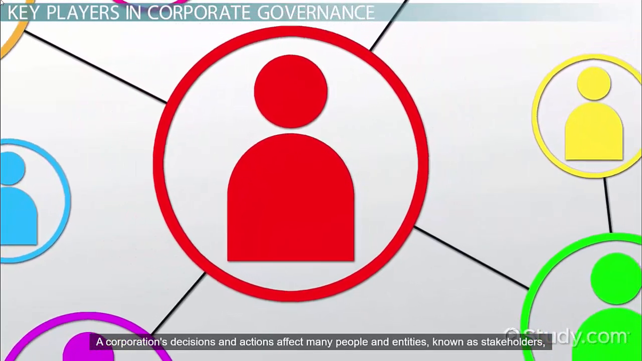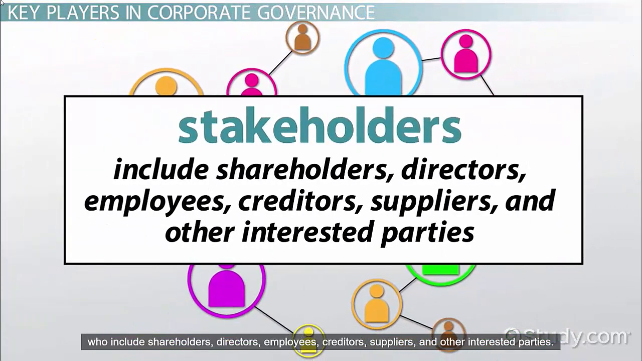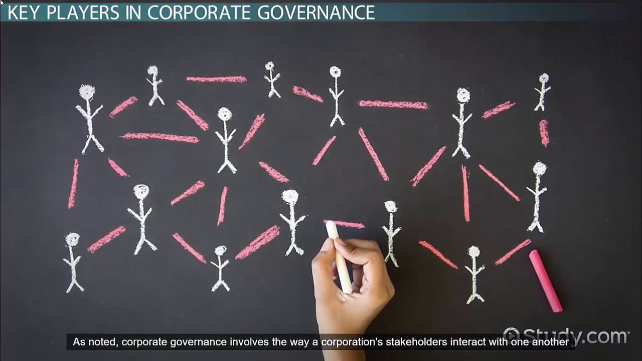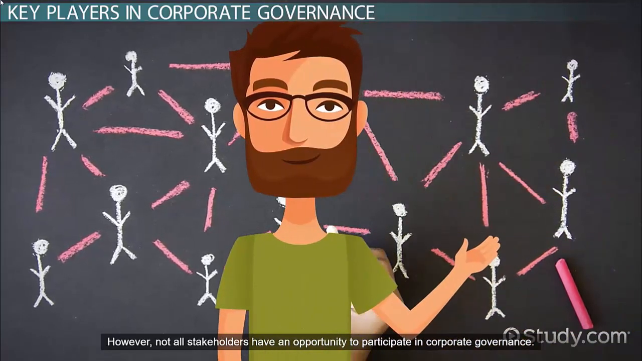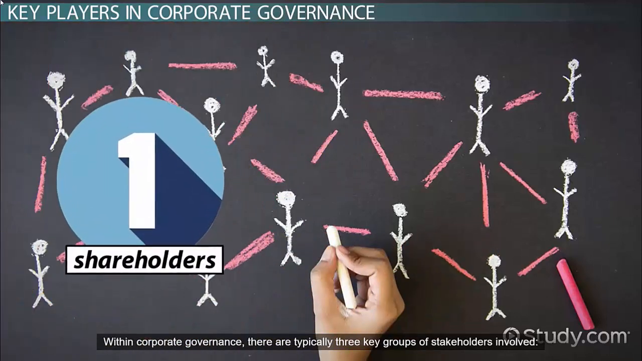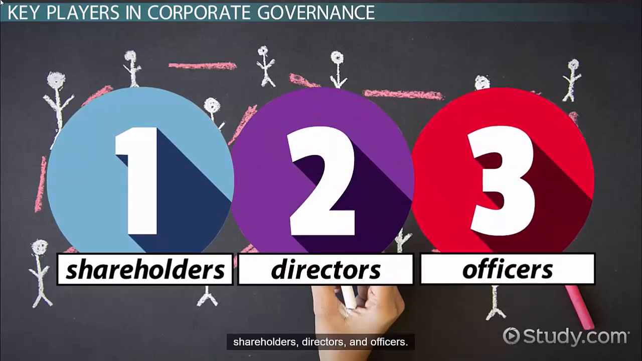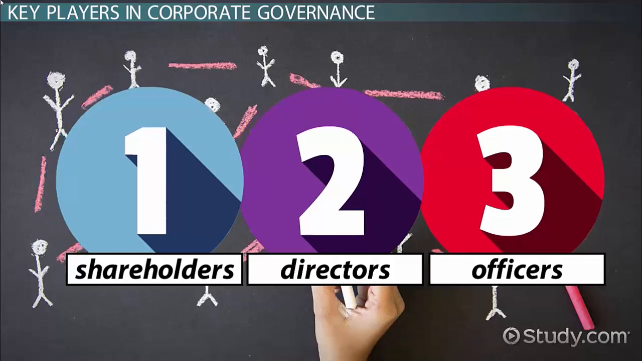A corporation's decisions and actions affect many people and entities, known as stakeholders, who include shareholders, directors, employees, creditors, suppliers, and other interested parties. As noted, corporate governance involves the way a corporation's stakeholders interact with one another to make corporate decisions. However, not all stakeholders have an opportunity to participate in corporate governance. Within corporate governance, there are typically 3 key groups of stakeholders involved: shareholders, directors, and officers. In practice, these key players have the most power in corporate governance.